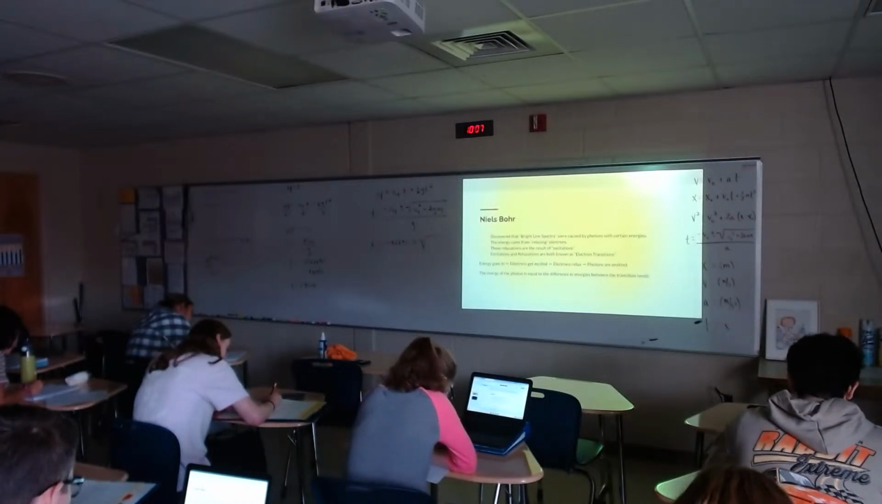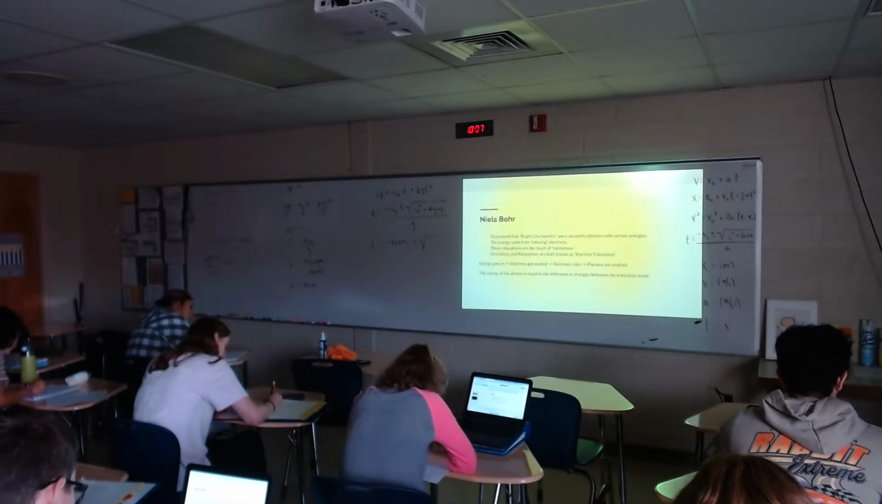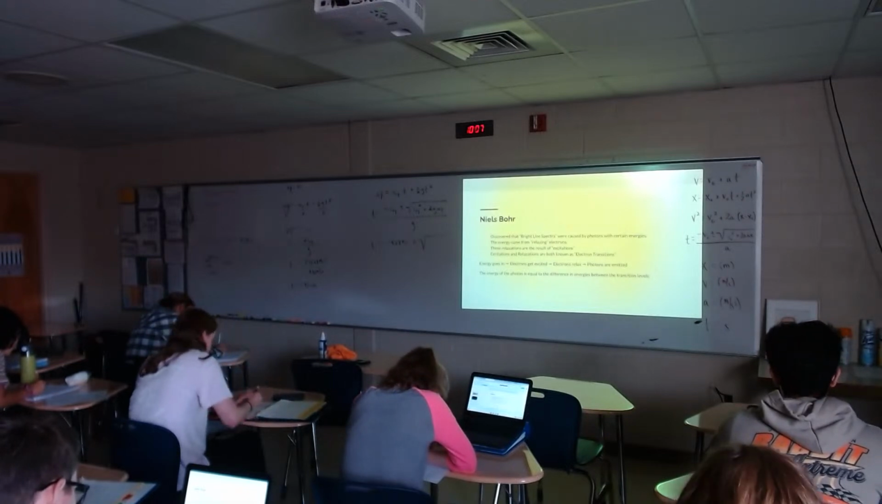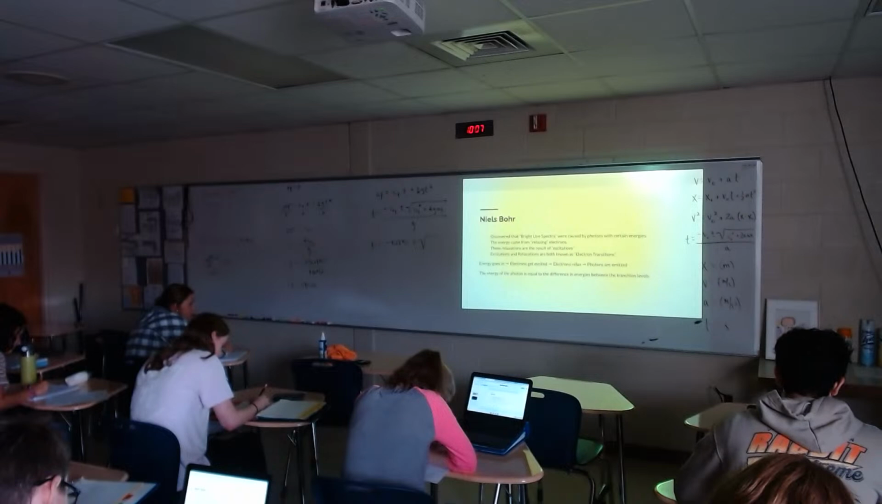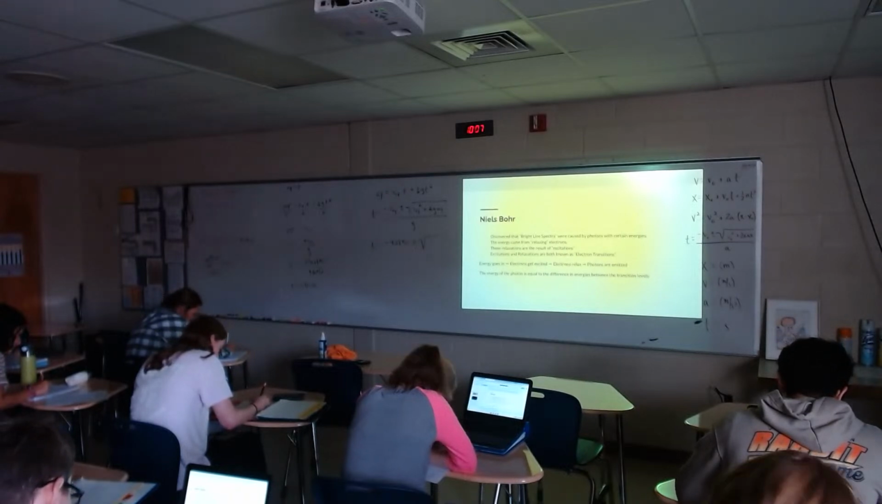The energy of that photon is equal to the difference in the energies between the transition levels. We're going to see a picture of that in a minute. That won't make much sense probably until we look at a diagram. And we're going to actually do some math with it. Well, you probably will tonight.